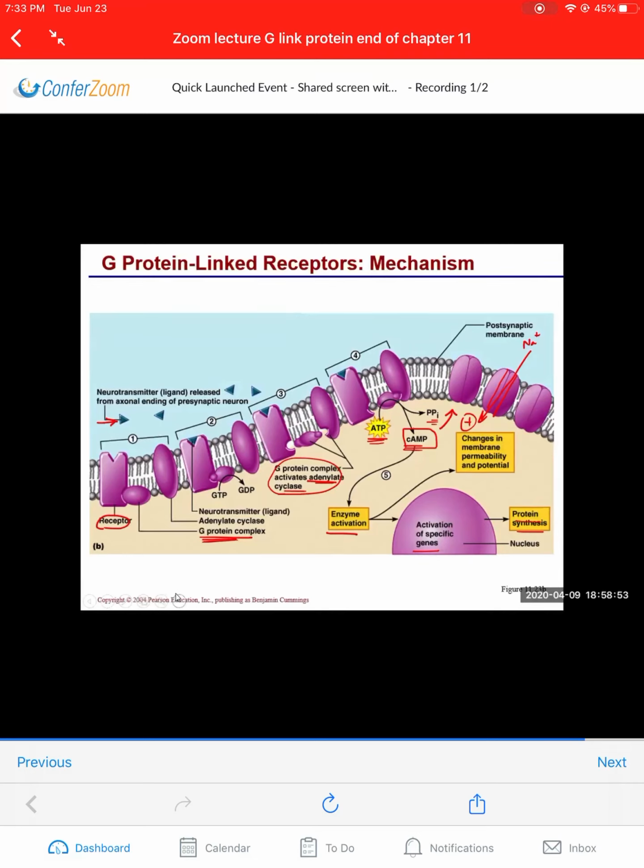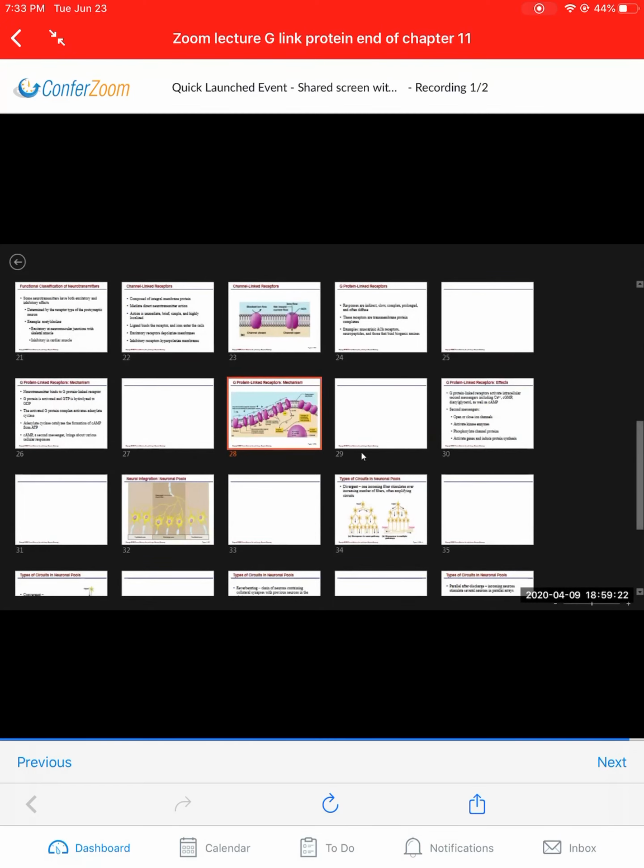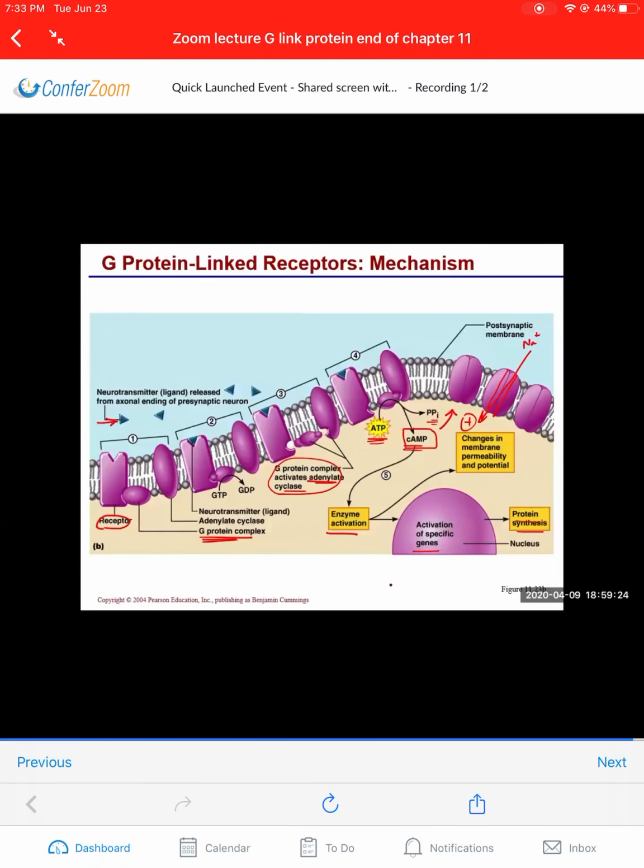So again, the sense of olfaction and the sense of taste are the major ones, though not all the tastes, by the way. Umami, bitter taste, and sweet taste are linked by the G-link mechanism. The salty taste, as well as sour, have a different mechanism, so it's a little bit different. Anyways, that is the idea of the G-link protein, you guys. Okay?